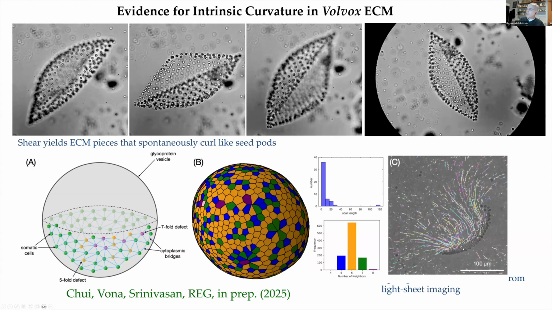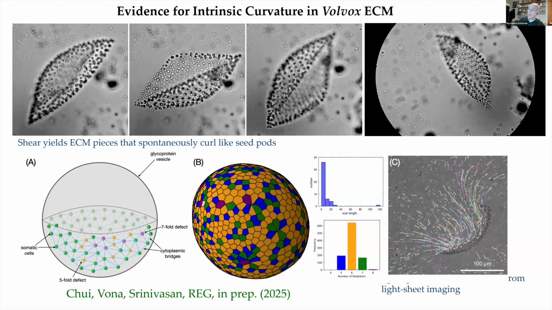And what you observe is that it's curved inward, like it would be from the original sphere, but all the motion is taking place on the inside, which means the flagella are on the inside and not on the outside, which means this piece has flipped around. So there's some evidence of bistability even in the Volvox extracellular matrix. But this is a complicated problem, and there's more to say about it.